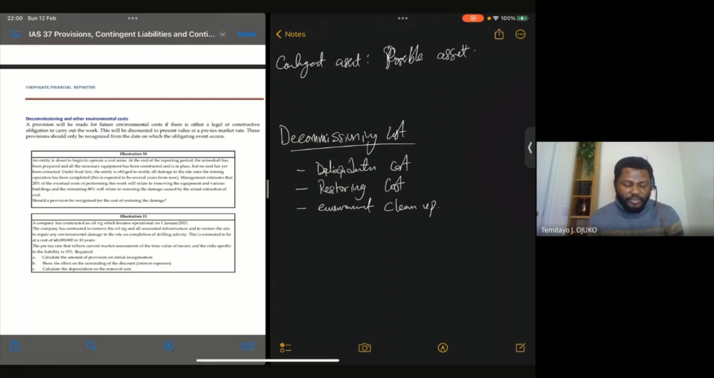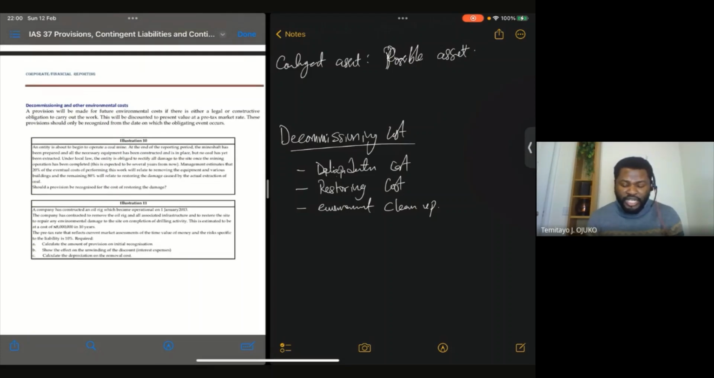So a provision will be made for future environmental costs if there is either a legal or constructive obligation to carry out the work. This will be discounted at the present value of the pre-tax market rate. This provision should only be recognized from the date on which the obligating event occurs. Illustration 10 and 11.